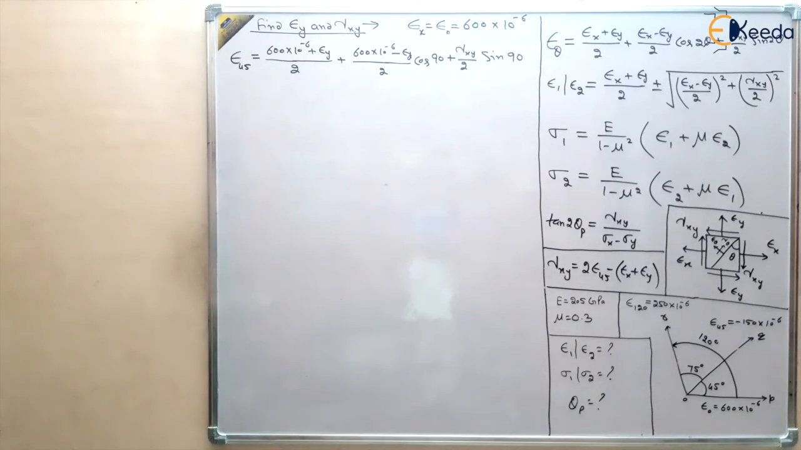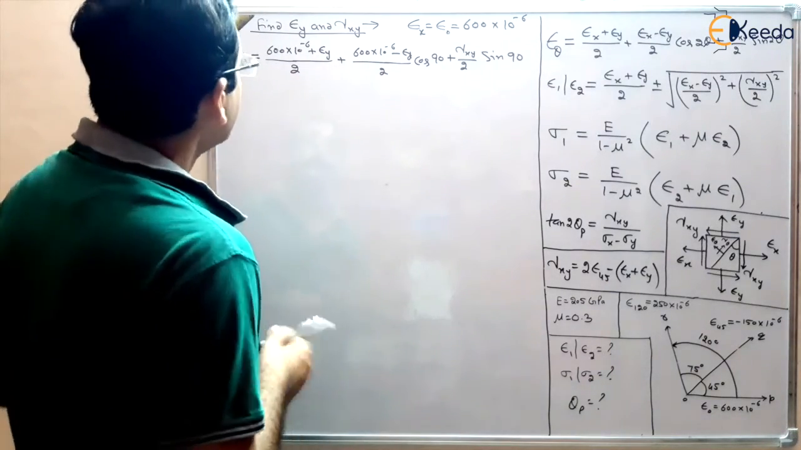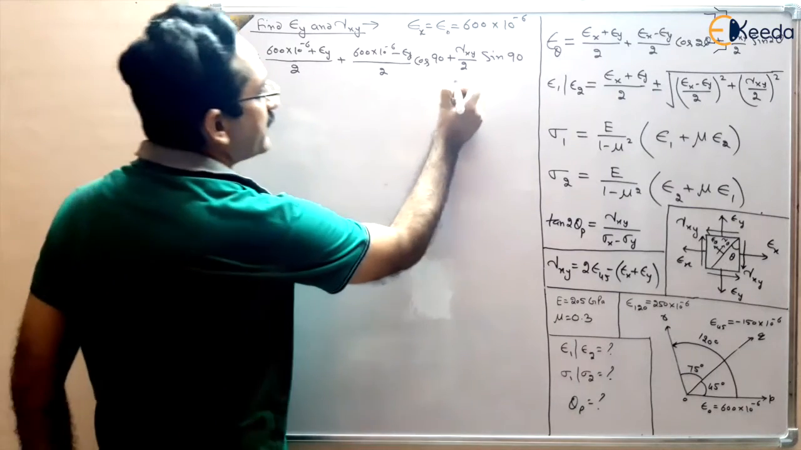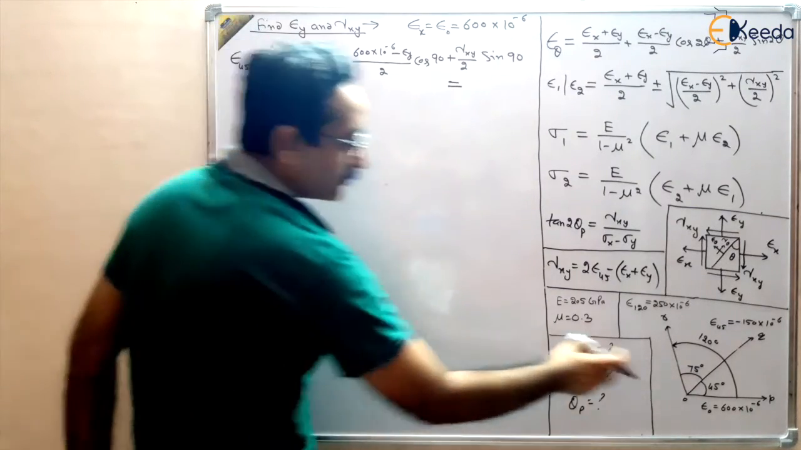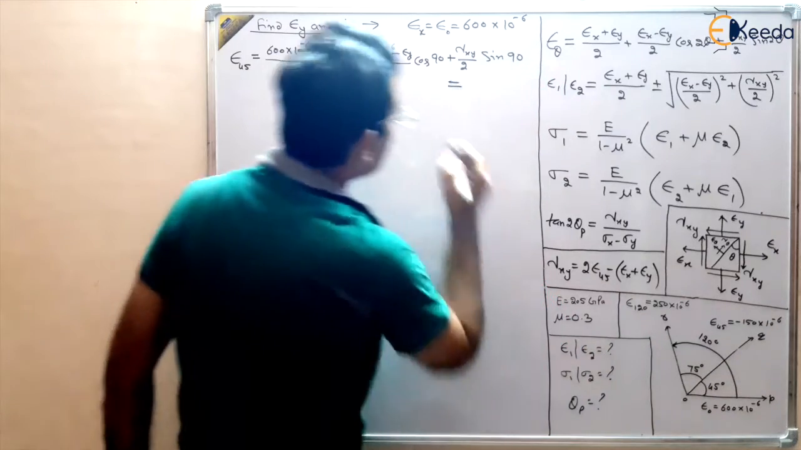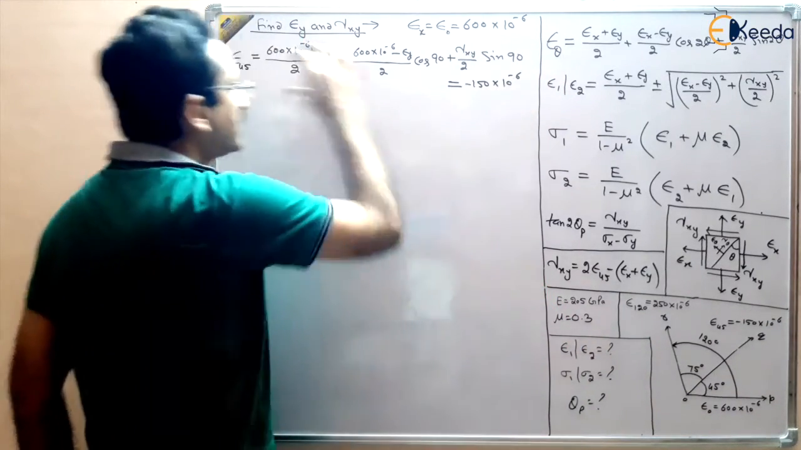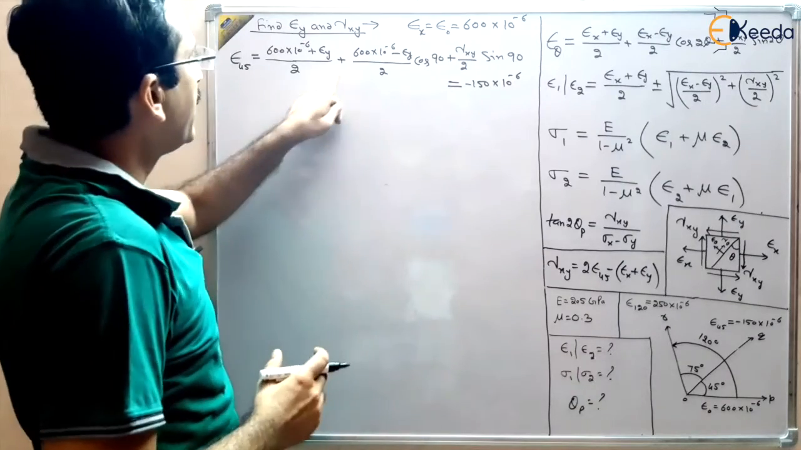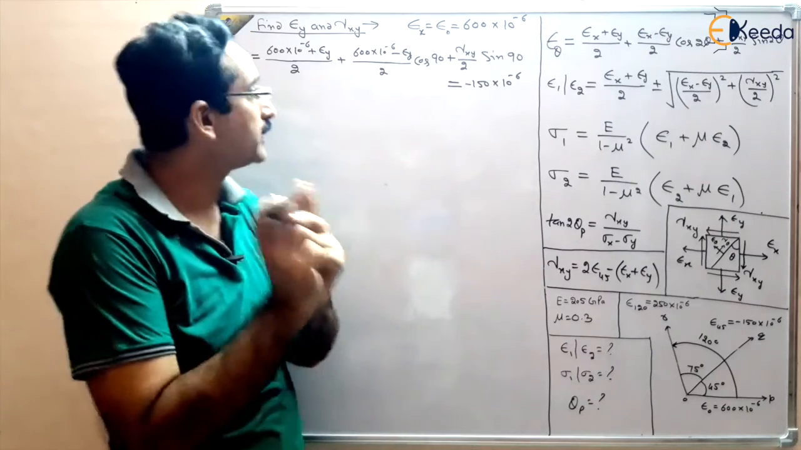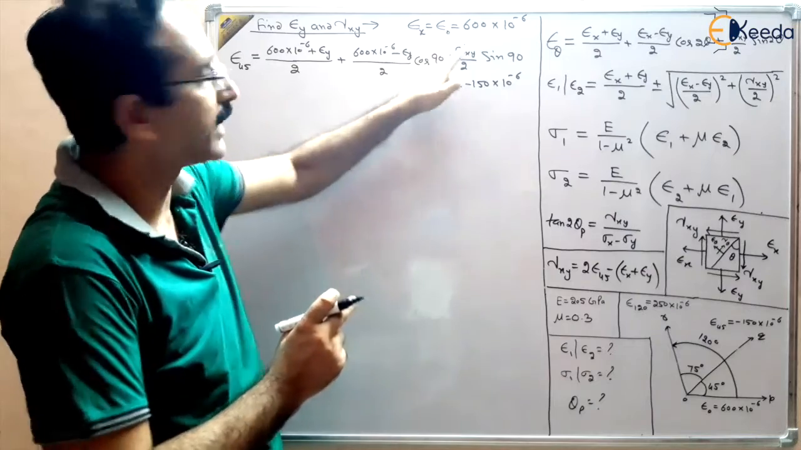So this is our equation for epsilon 45, right? And epsilon 45 is given, so this is equal to 1 minus 150 multiplied by 10 to the power minus 6. So this is the equation, right? And here there are two unknowns, epsilon y and gamma xy, right?